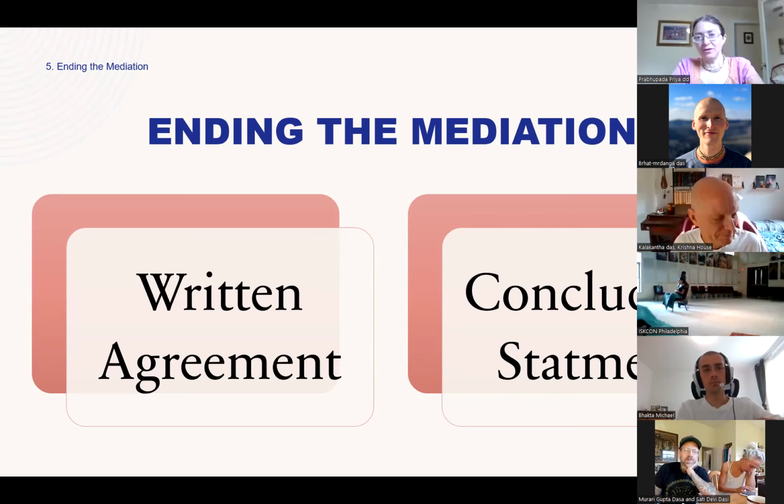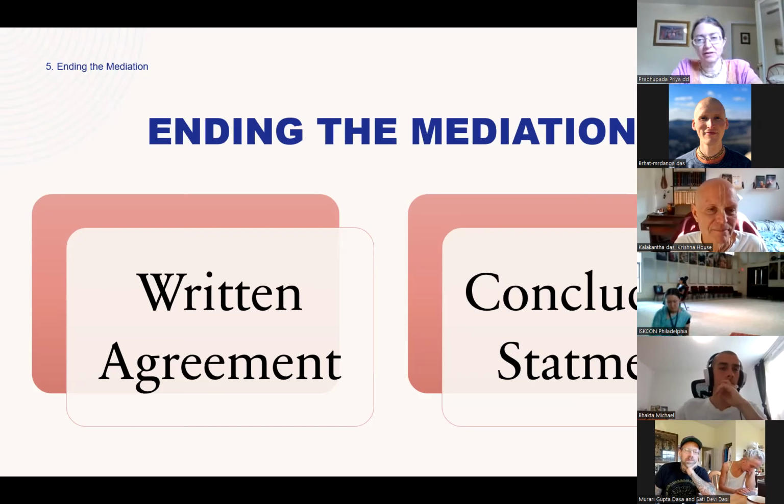I'm wondering in that case, where somebody's clearly right and one person's clearly wrong, if the written agreement ends up with the wrong person having to make a whole lot of adjustments and the right person kind of getting away scot-free, then could that appear to be unfair to the person who was wrong?